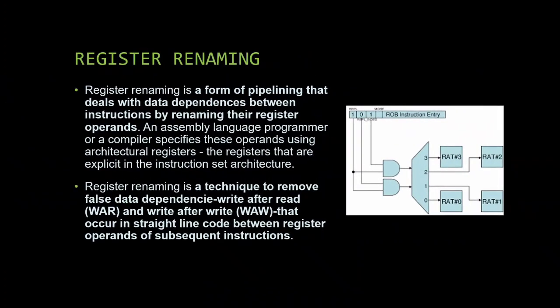Next is register renaming. Register renaming is a form of pipelining that deals with data dependencies between instructions by renaming their register operands. An assembly language programmer or a compiler specifies these operands using architectural registers, the registers that are explicit in the instruction set architecture. Register renaming is a technique to remove false data dependency, write after read or WAR and write after write or WAW, that occur in straight line code between register operands of subsequent instructions.